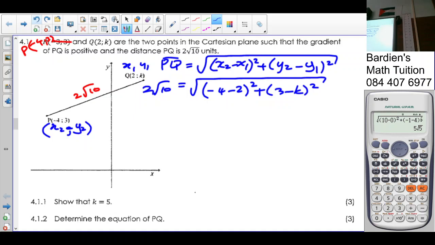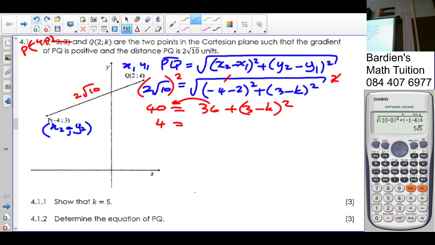Square both sides. Not so? So we'll square both sides. 2 squared is 4, root 10 squared is 10, so it's going to give you 40 equals that, the roots cancel. If you don't know how to do that, the calculator is your friend. Negative 4 minus 2 squared is negative 6 squared, which is 36, plus 3 minus k all squared. Take 36 over, it becomes 40 minus 36, which is 4, is equal to 3 minus k all squared.